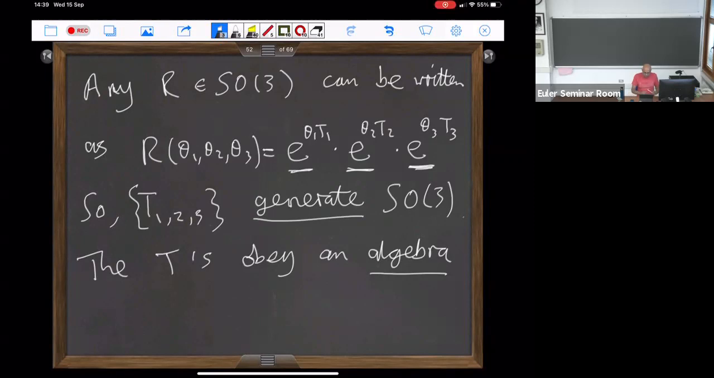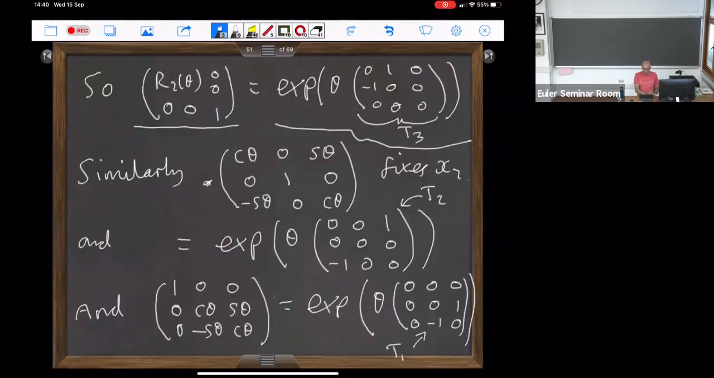And in fact, you can check that if you actually take these conditions for a 3x3 matrix. A 3x3 matrix has 9 parameters, 9 entries. Now, if you impose these conditions, you can see that these are actually 6 conditions on the 9 parameters, which means you'll be left with 3 parameters. So that means that these constant matrices, T1, T2, T3, generate rotations in 3 dimensions. I mean, special orthogonal rotations in 3 dimensions.